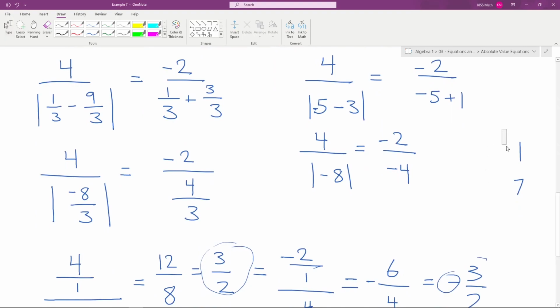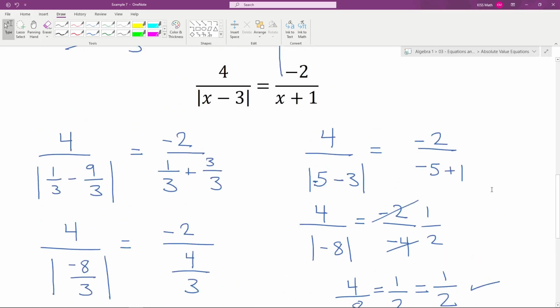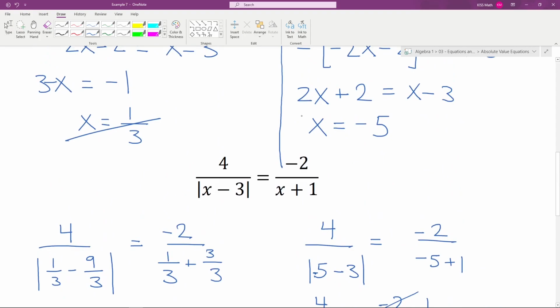Okay. I don't know where this came from. Let me take that out of here. So what we end up with here is 4 over absolute value of negative 8 is just positive 8. I reduce that, that's 1/2. And if I look at this side, divide both by negative 2, I'll get positive 1/2. So pretty messy, so I apologize for that, but we can say that this answer does check out. So we're left with one solution for this problem, x equals negative 5.